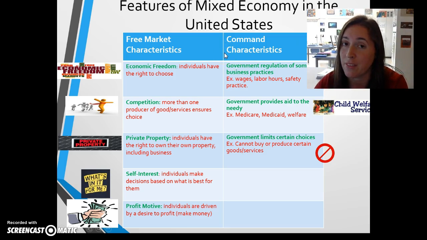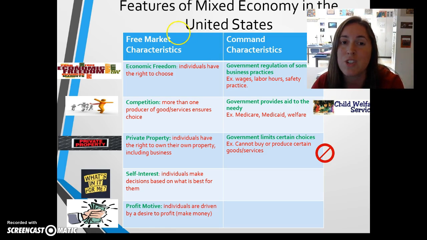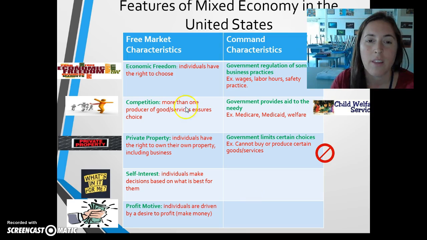Now remember, in the last slide, I said it's a combination. It has some command characteristics. It has some free market. It also has some traditional. But let's just take a look right now at the free market characteristics in the United States and the command characteristics. In this chart, the free market characteristics show that in the United States, we have economic freedom.